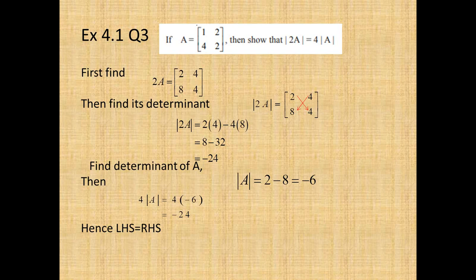Now we'll move to the right hand side, which says 4 times the determinant of A. That means we'll first find out the determinant of A. Again we'll cross multiply in A. So 1 into 2 will give me 2, minus 4 into 2 will give me 8. So it will be minus 6. Now I'll multiply with 4 as it is given on the right hand side. So 4 into minus 6 is minus 24. Hence the left hand side is equal to the right hand side.